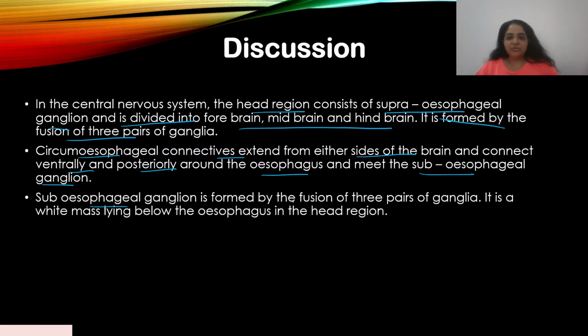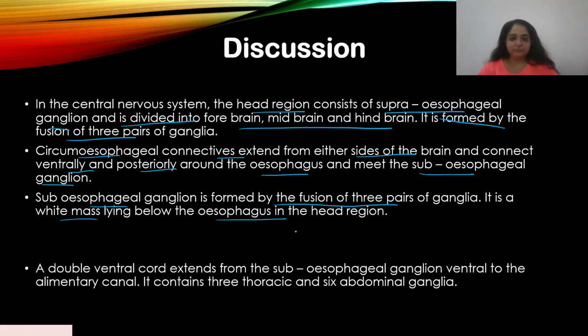Now the subesophageal ganglion is formed again by the fusion of 3 pairs of ganglia. So you have the supraesophageal, which is a fusion of 3 pairs of ganglia, and you have the subesophageal ganglion, again formed by 3 pairs of ganglia. It is a white mass lying below the esophagus in the head region.